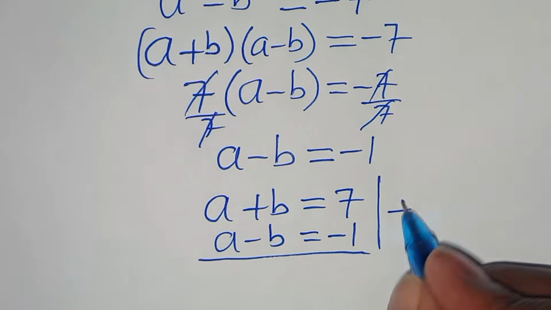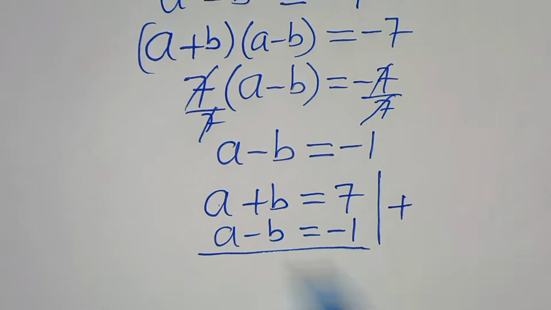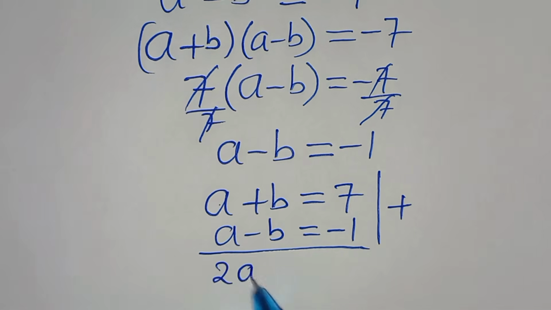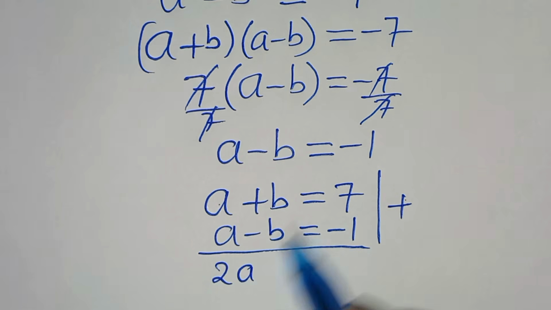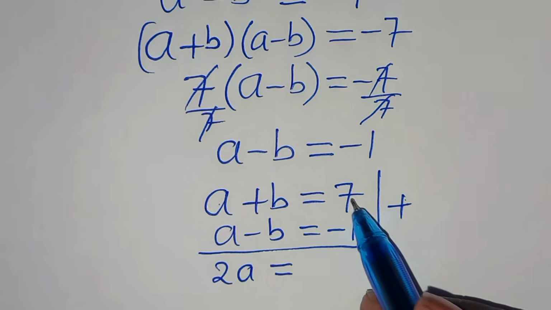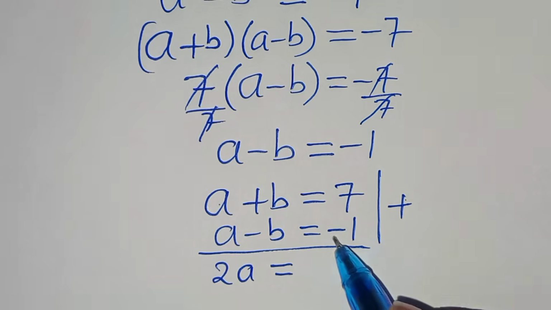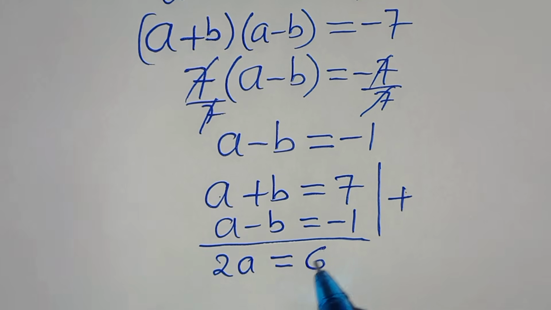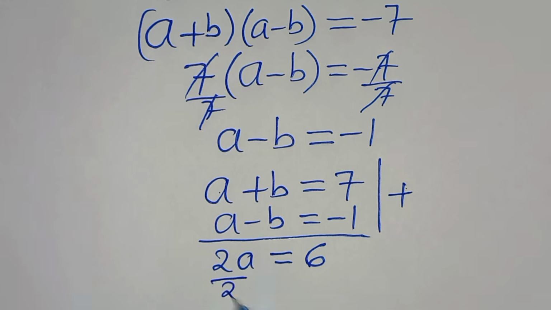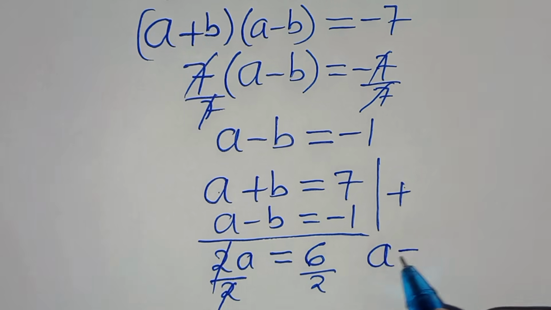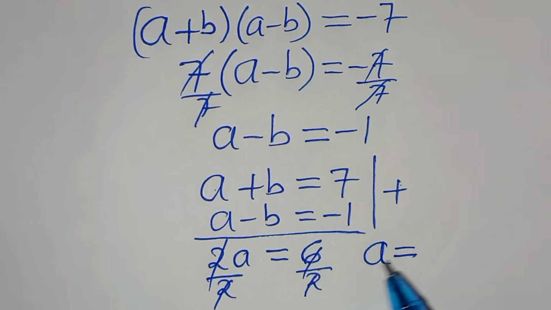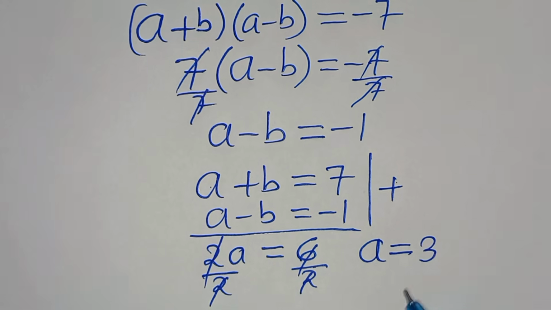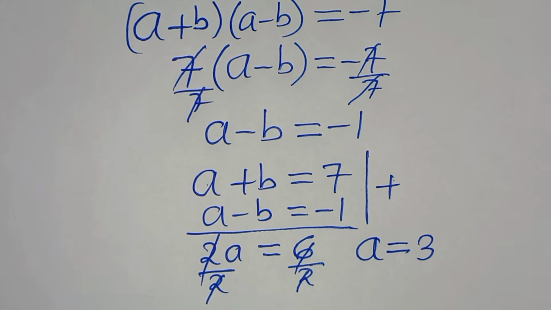So let's sum these two linear equations. a plus a is equal to 2a, then plus b plus minus b simplifies. Then we have 7 plus minus 1, this is equal to 6. So let's divide both sides by 2, and this means that the value of a is equal to 6 divided by 2, which is equal to 3. We have the value of a equal to 3.